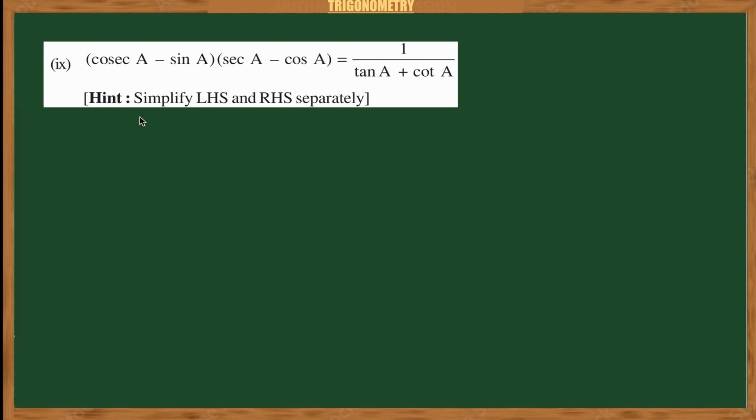So here let's see. We know how cosec can be written in the form of 1 by sin a minus sin a. Secant can be written in the form of 1 by cos a minus cos a. This is from the left hand side.